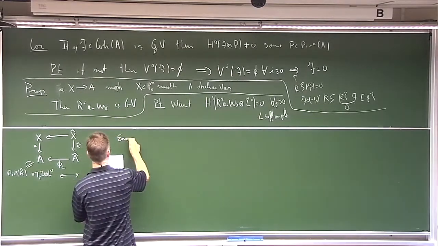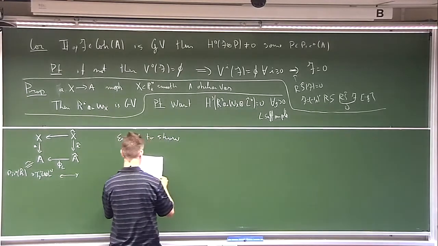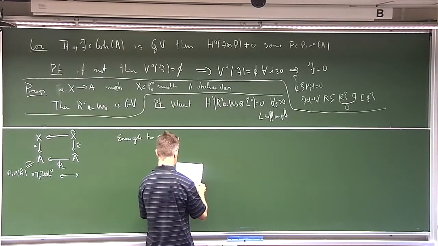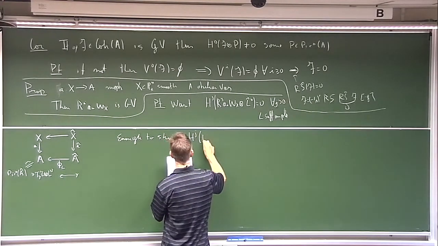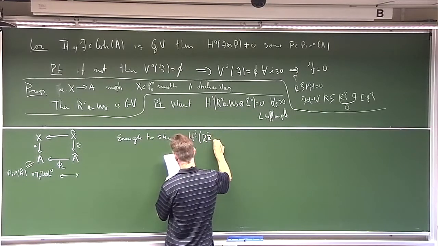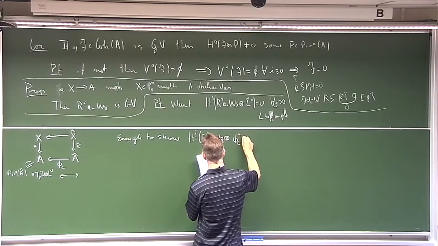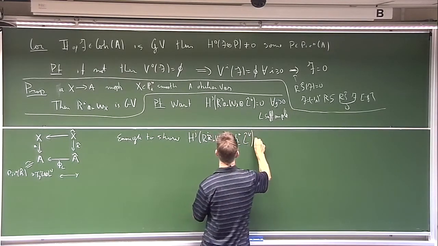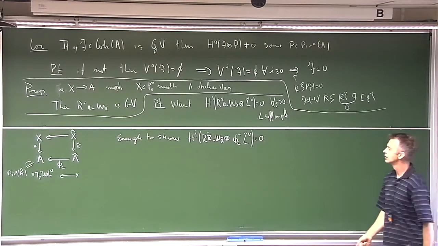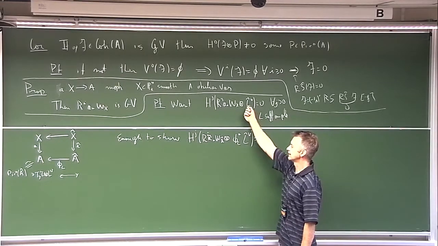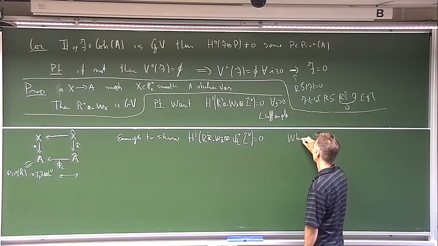It's enough to show that higher cohomologies of R^i A hat lower star omega X hat tensor phi L upper star L hat dual is equal to 0. So why is that? Well, the claim is that this is going to be a direct summand of that one, right? So why?